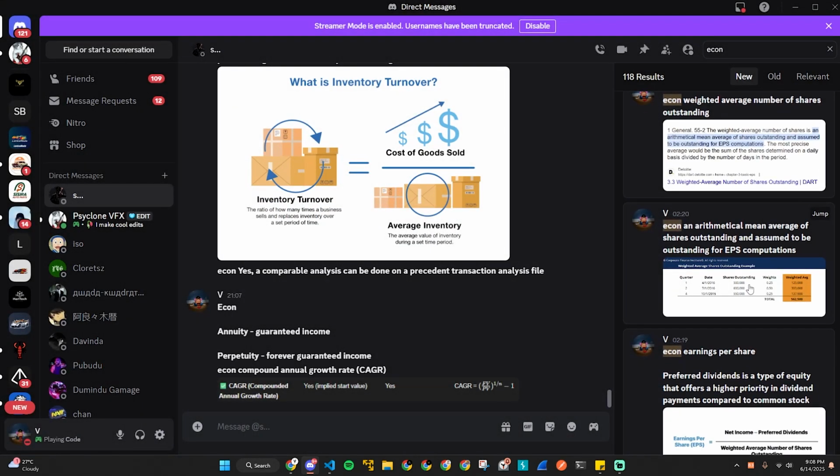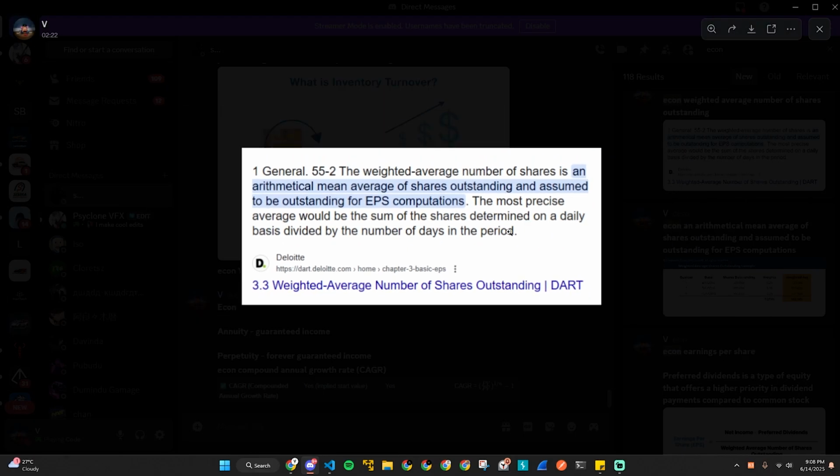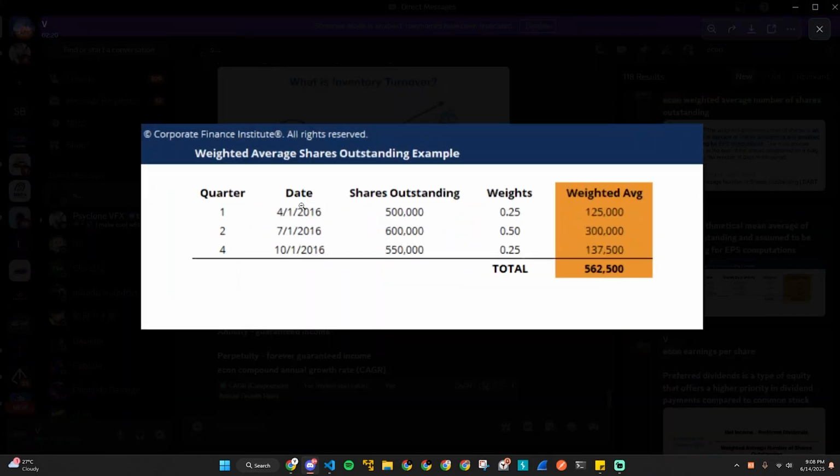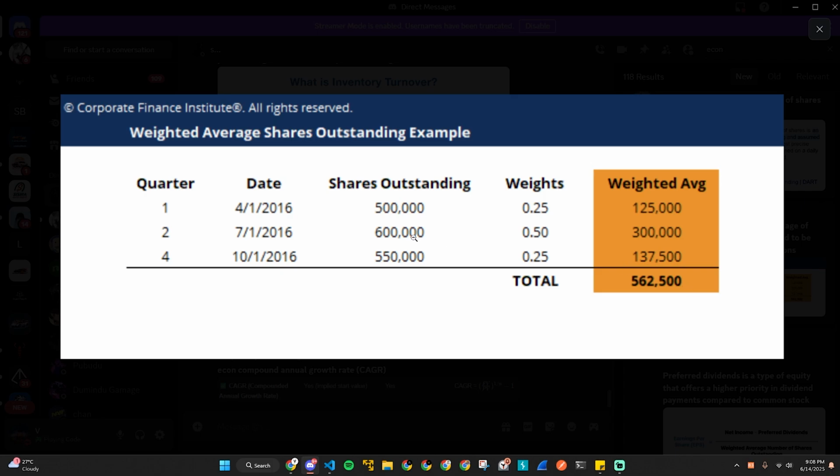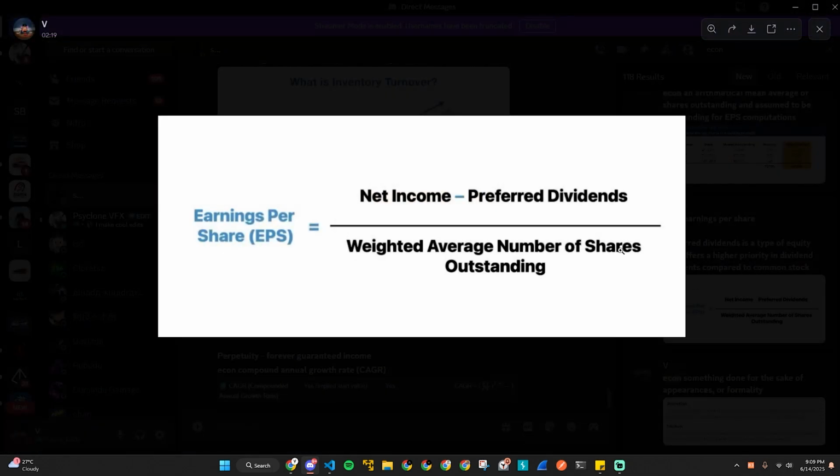So apart from that, we have EPS, which is earnings per share. This is a little different. As you can see, net income is the total income minus preferred dividends. So that's how much you make from the investment, over the weighted average number of shares outstanding. Outstanding is public and private.